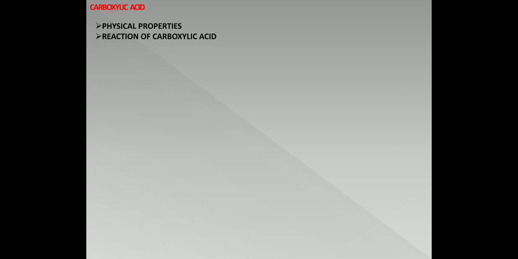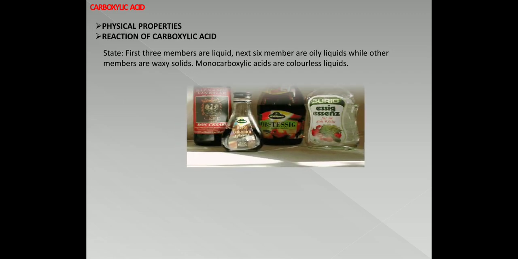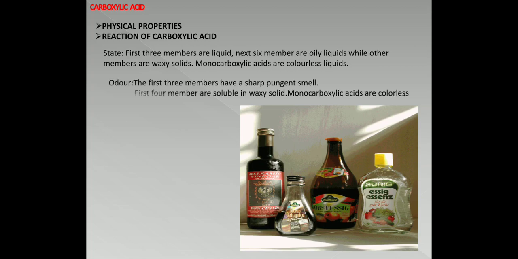Physical properties and reactions of carboxylic acids: the first 3 members are liquid, the next 6 members are oily liquids, while other members are waxy solids. Monocarboxylic acids are colorless liquids. The first 3 members have a sharp pungent smell. The first 4 members are soluble in water.